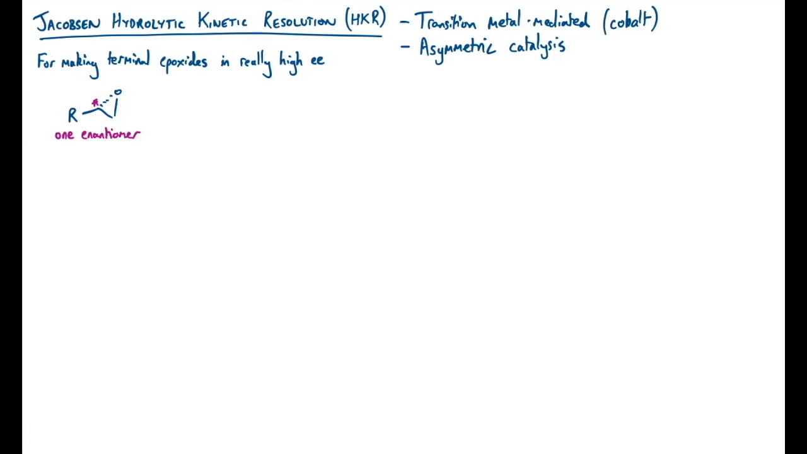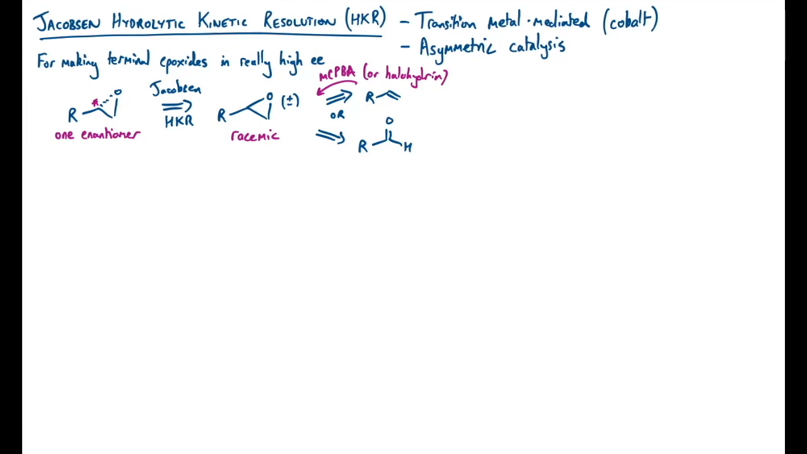What we do is we do a disconnection back to the racemic epoxide. So that's a 50-50 mixture for two enantiomers, the two different configurations at that oxygen-bearing stereocentre. Now, this is good because it's easy to make epoxides that have a mixture of that stereocentre. For example, some classic ways would be to go back to the alkene. To go backwards, we could use something like MCPBA, or maybe we could use a halohydrin, or alternatively, we could make these from the aldehyde.